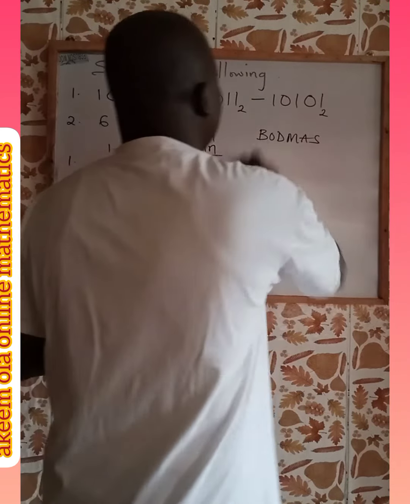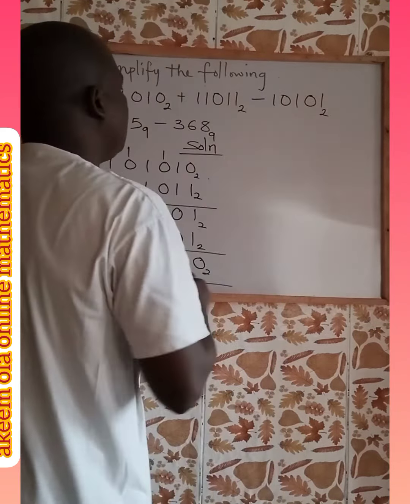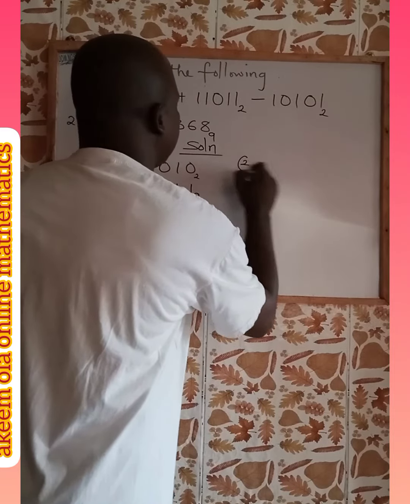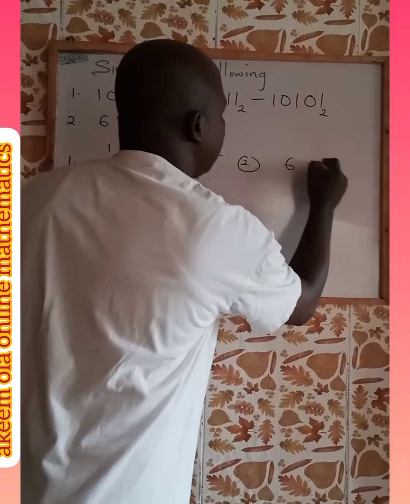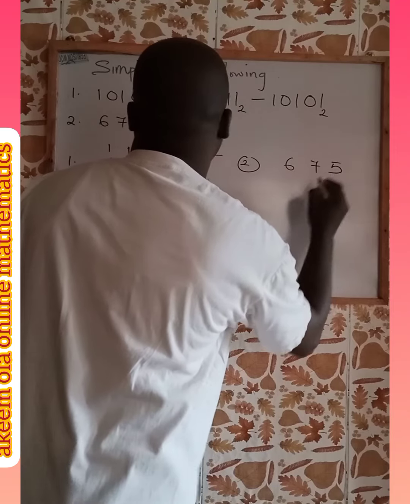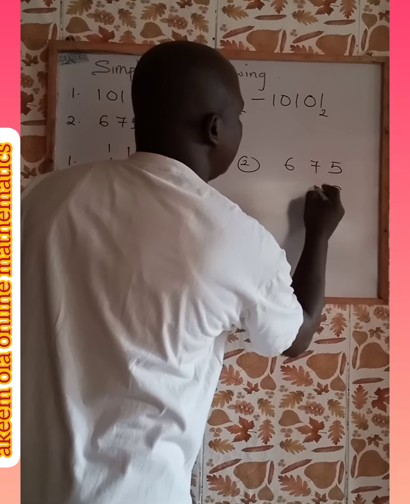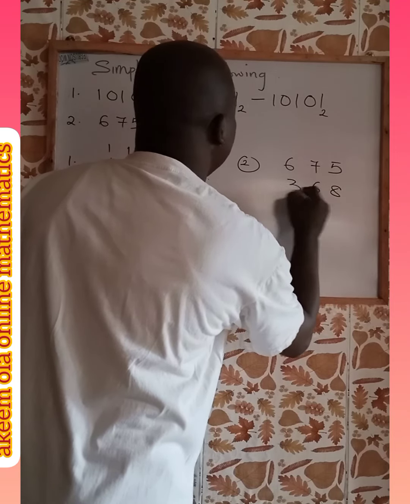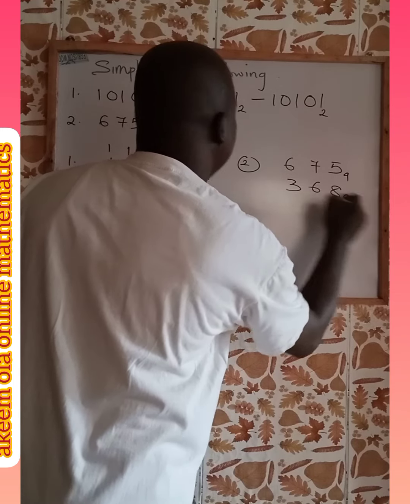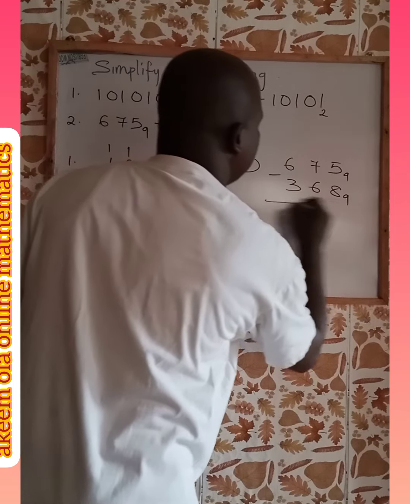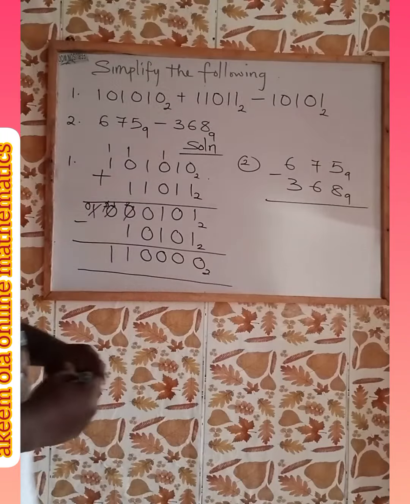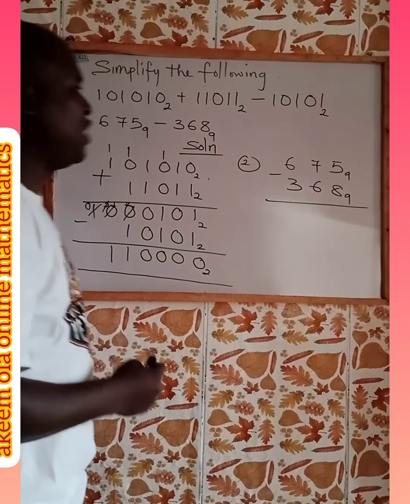Now, let's move to question 2. We have number 2: 675 minus 863, base 9. Then we have the minus sign there. Thank God they are still the same base. We have the first one.